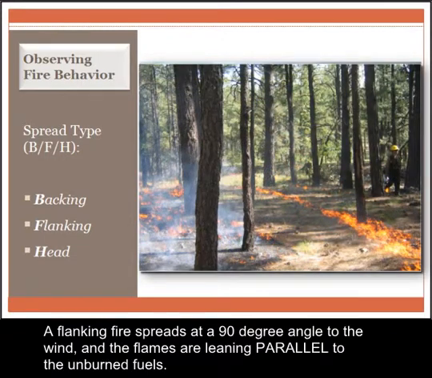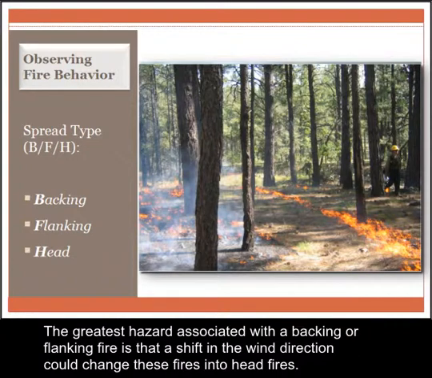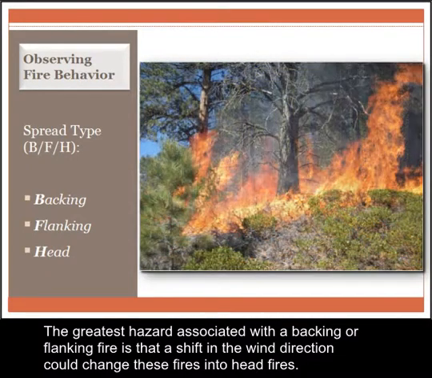A flanking fire spreads at a 90-degree angle to the wind, and the flames are leaning parallel to the unburned fuels. The intensity and rate of spread are greater than that of a backing fire, but less than that of a head fire. The greatest hazard associated with a backing or flanking fire is that a shift in the wind direction could change these fires into head fires.